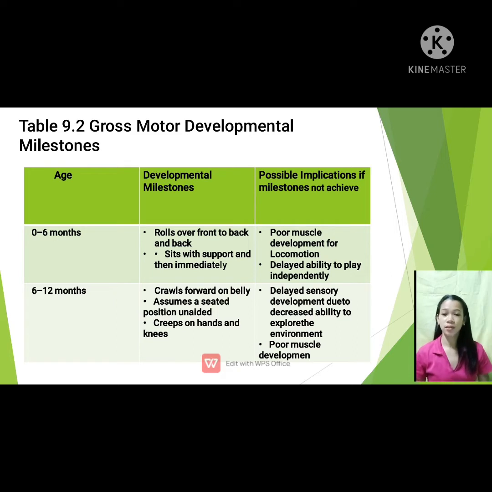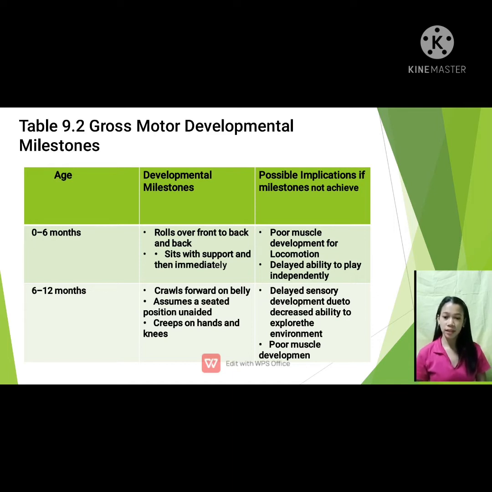0 to 6 months. Normally, the baby rolls over front to back and back to front, sits with support, and so on. If the developmental milestone cannot be achieved or met, the possible implications are delayed muscle development, delayed locomotion, and delayed ability to play independently.